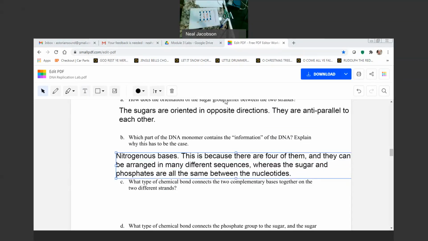All right, so it's the nitrogenous bases because there's four possibilities every single time you have a new base in DNA. And so that creates an infinite number of combinations. All right, what type of chemical bond connects the 2 complementary bases together on the strands? Well, you should know there's 2 of this type of bond between adenine and thymine, and then there's 3 of this bond between cytosine and guanine. So the bond is a hydrogen bond.